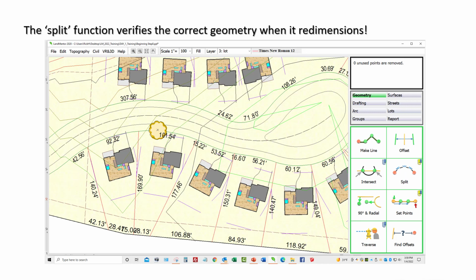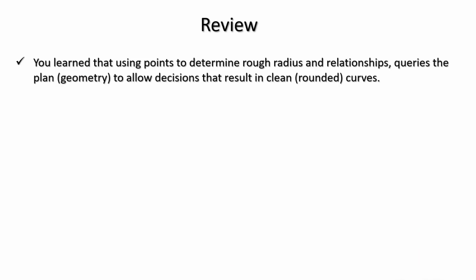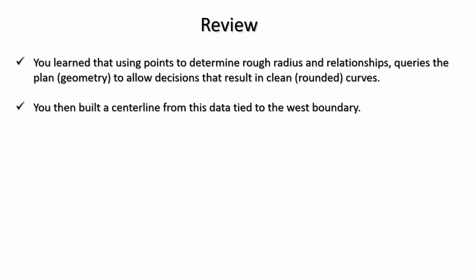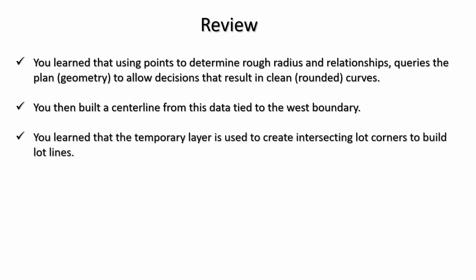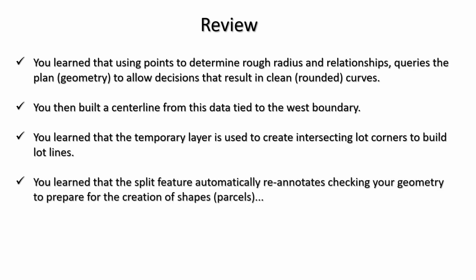So fix that mistake. So review that you're using points to determine a rough radius and relationships. We use it graphically. Try to save the tree. And allow decisions that result in clean, rounded, curved design. You then built a centerline from this data from the west boundary using the traverse function. It would have been easier with the 90-degree function, but we wanted to give you a little example how the traverse function worked. You learned that the temporary layer is used to pass lot lines through, and you learned the split feature automatically re-annotates your geometry to prepare for the creation of shapes or the parcel of lots.